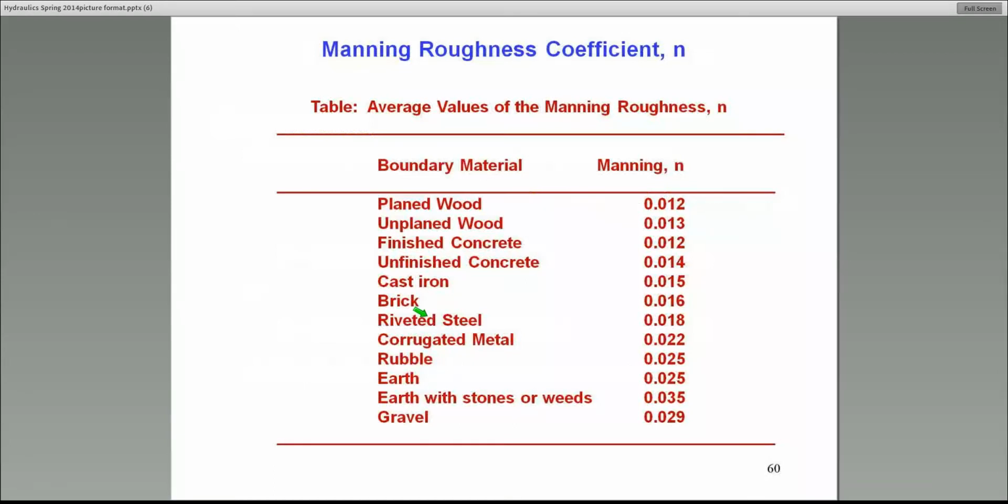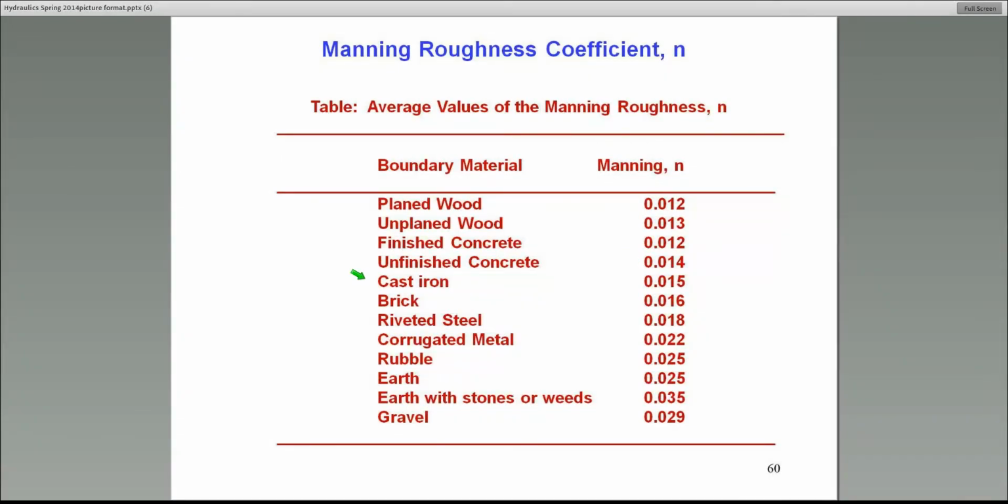Now, here's the Manning's N for different types of, in this case I've given it for open channel systems, but you can imagine, remember that when you use closed conduits in stormwater management systems or urban stormwater systems, they also are made from similar materials. Like for example, finished concrete or unfinished concrete, Manning's N is 0.012 or 0.014. If they don't give it to you typically for concrete, I use like 0.015.